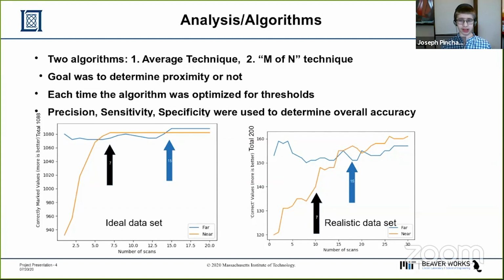However, when looking at the realistic data set on the right-hand side, we see that although at about 15 there is no gain really going higher, there is still some gain on the line titled near after 7. The real question becomes, how much gain is that, and how does that affect the overall accuracy?